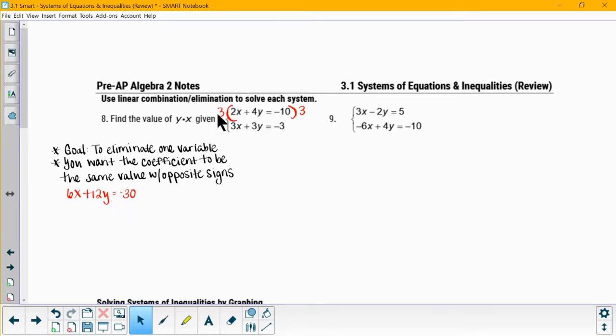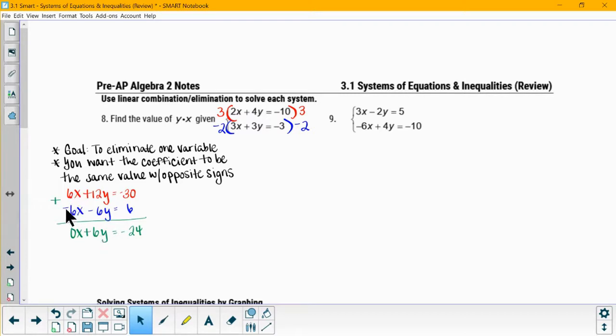Now, since this is the positive one, my second equation has to be the negative one. So I'm going to multiply everything in the second equation by negative 2, which is going to give me negative 6x minus 6y equals 6. So elimination then has you add both of these equations together. That's why it's called linear combination, because we're going to add them linearly.